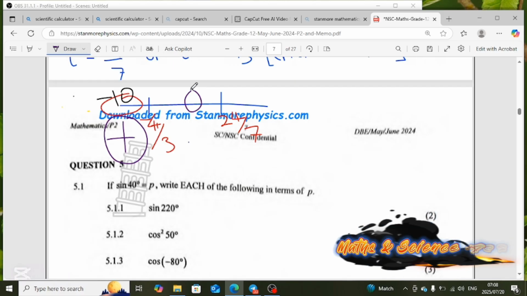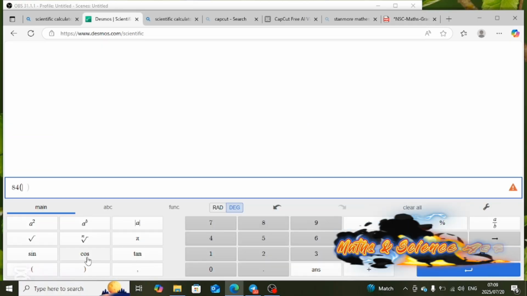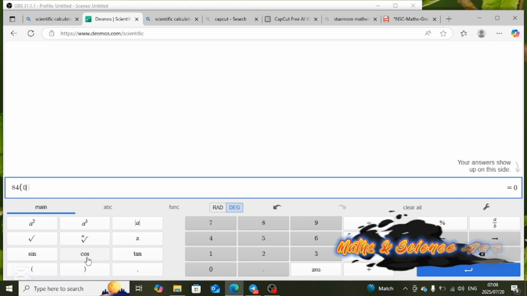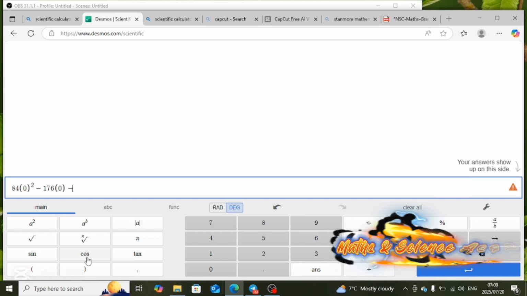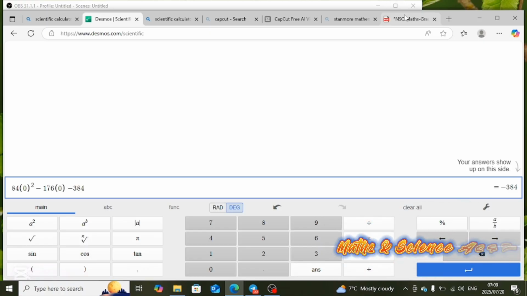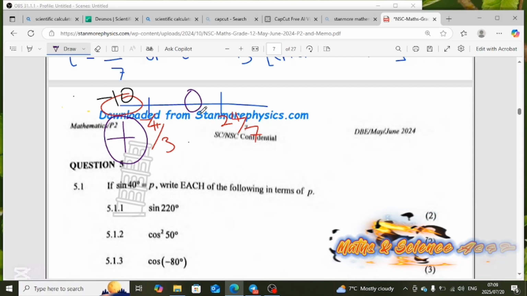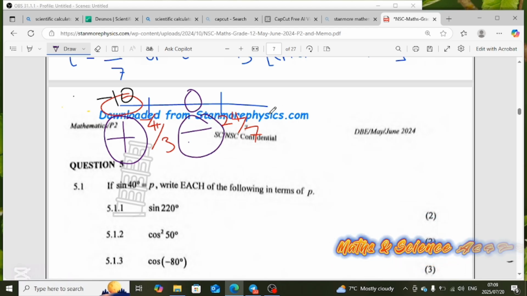Now choosing 0, which is in between 24 over 7 and negative 4 over 3, we substitute into our equation as 84 times 0 squared minus 176 times 0 minus 384, giving us negative 384. Now we know that all answers in between 24 over 7 and negative 4 over 3 will be negative.